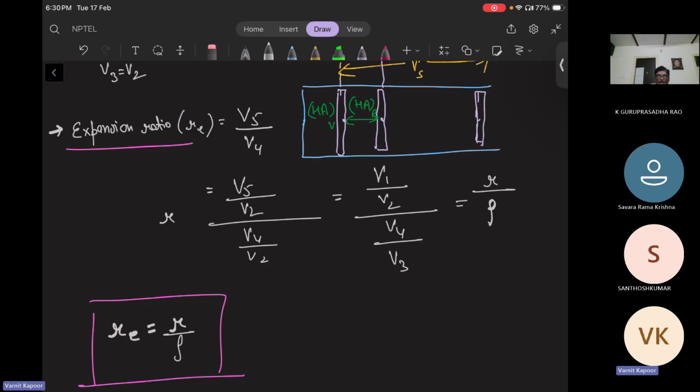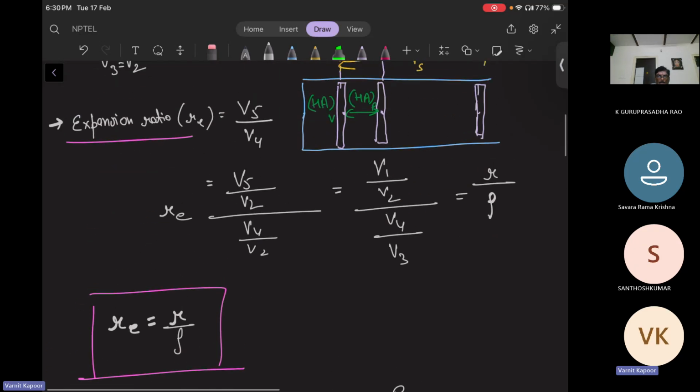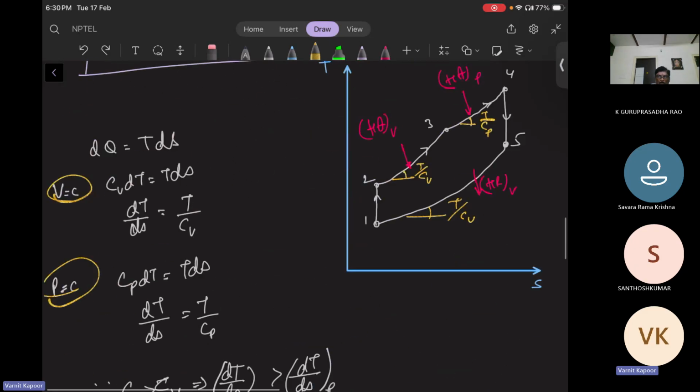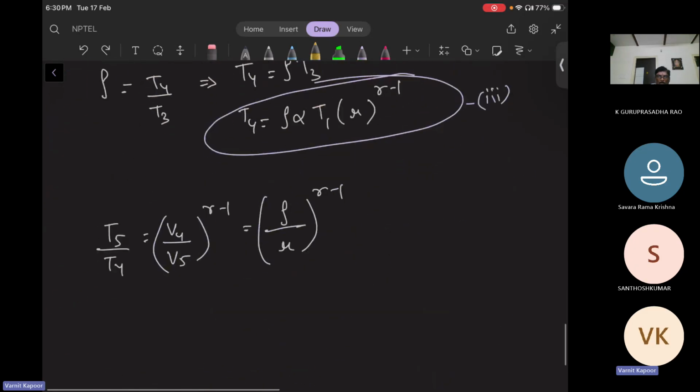This was the expansion ratio. So we have just seen V5 by V4 is r by rho. V5 by V4 is r by rho. So V4 by V5 will be rho by r, from the expansion ratio. So that's why I've written it in terms of this: rho by r to the power of gamma minus 1.